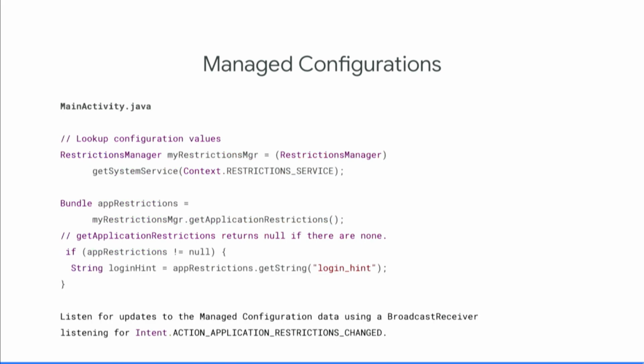Really quick, to use managed config, it's in the RestrictionsManager, and you get an app bundle when you start your application. RestrictionsManager getApplicationRestrictions will just give you a bundle. That bundle will be the key value pairs that have been set remotely if they exist. There's also a broadcast receiver you can use to listen for updates. So if someone's remotely changing your settings in your app, you can listen for those and update your app settings accordingly.